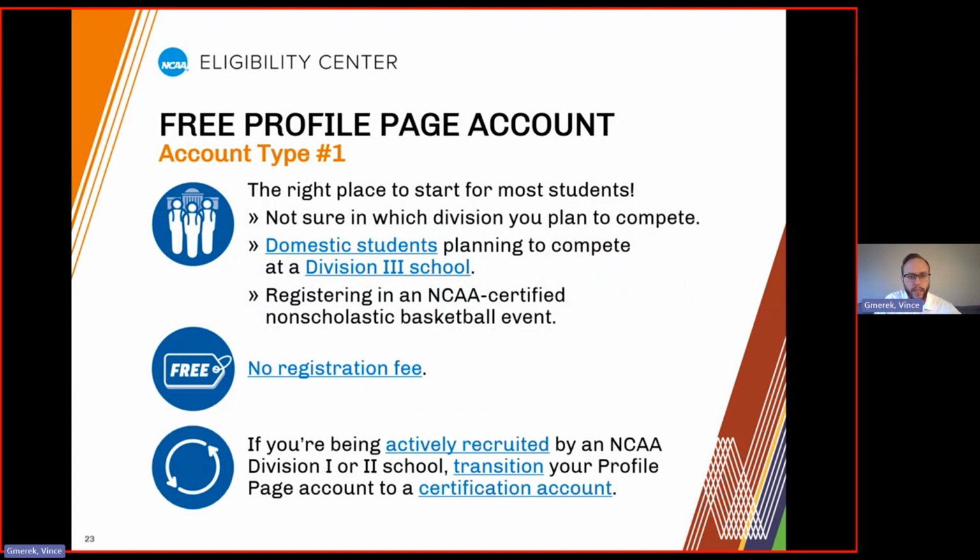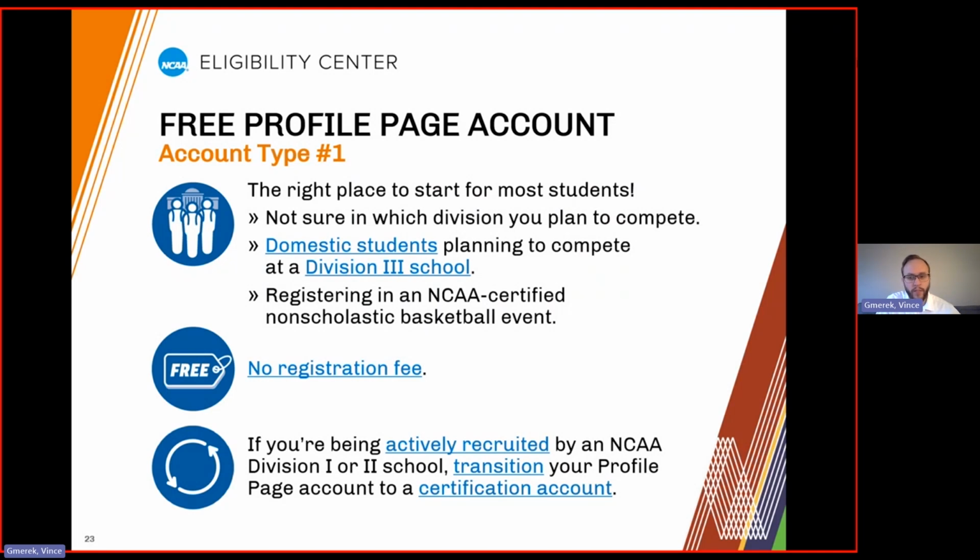So as I mentioned a couple times, the profile account is always the right place to start for most students. If you're not sure which NCAA division you plan to compete in, there's absolutely no harm in registering a free profile account. Also worth mentioning that if you are a basketball student athlete, then you will also need to register a profile account before you will be able to register to compete in NCAA certified non-scholastic basketball events.